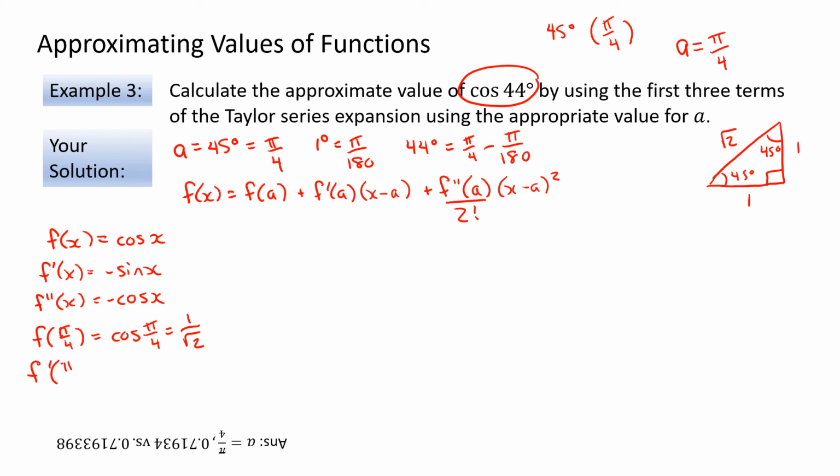F prime at the same number, pi by 4, is equal to the negative sine of pi by 4. Again, sine of pi by 4 is the opposite side, which is also 1 divided by the hypotenuse, which is root 2. So instead it's negative 1 over root 2. The second derivative, f double prime at pi by 4, is equal to negative cosine of pi by 4, which we know is 1 over root 2. So this is simply negative 1 over root 2.